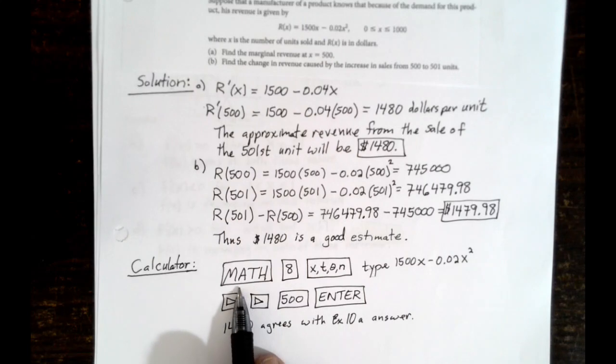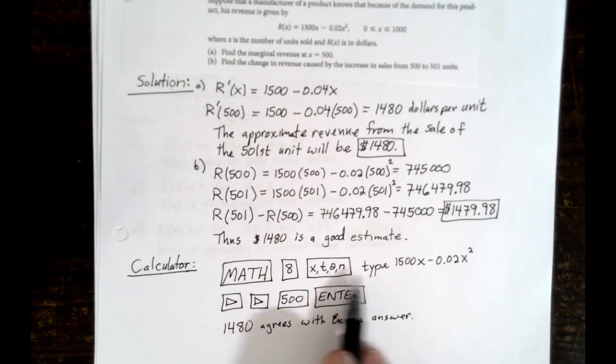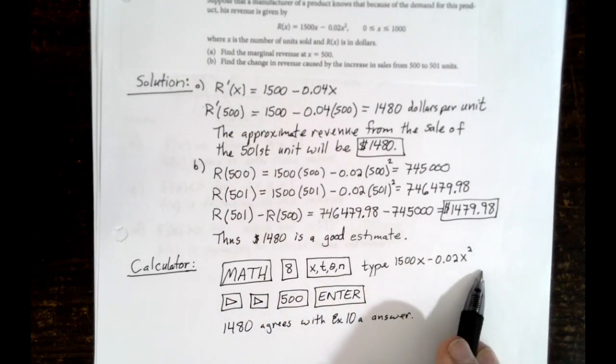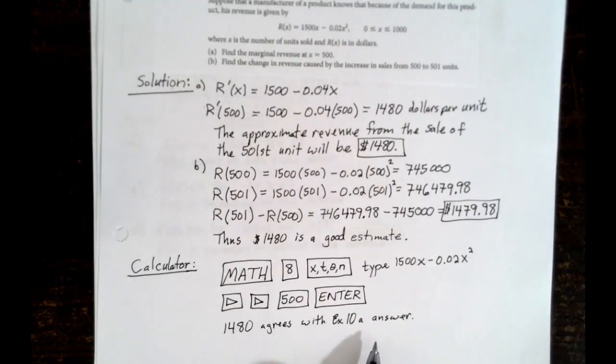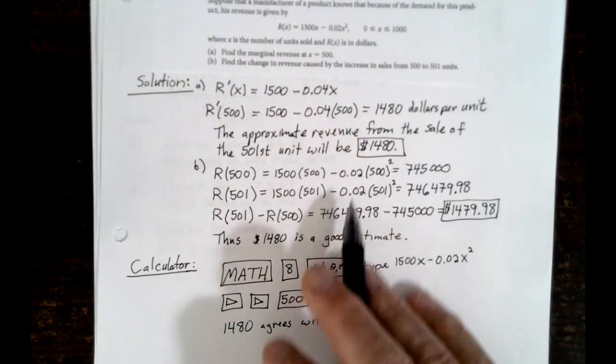If you ever want to do a derivative at a specific number, you can use your calculator and hit Math, 8, the X key, type in the function, arrow to the right twice, type in the X value you want to use, 500, and then hit Enter, and it will give you 1480, which is what we found for Part A.